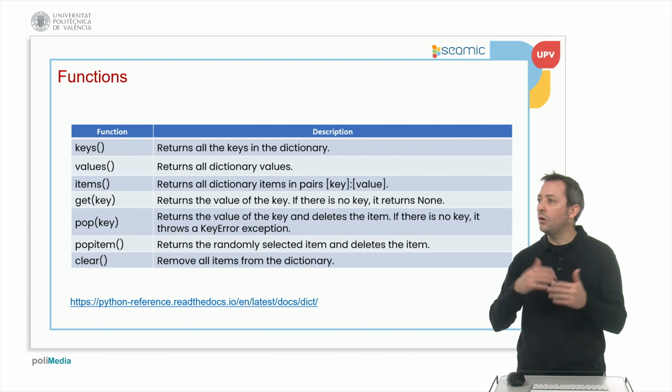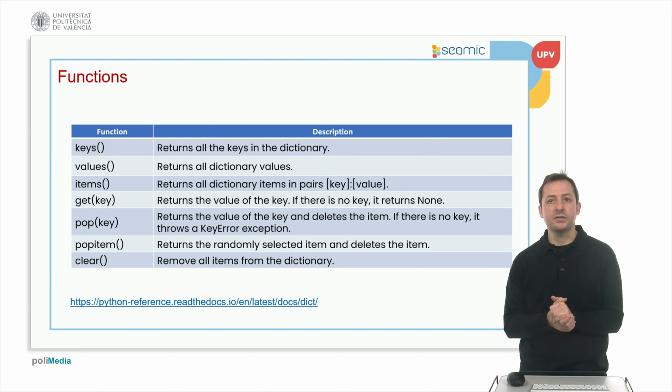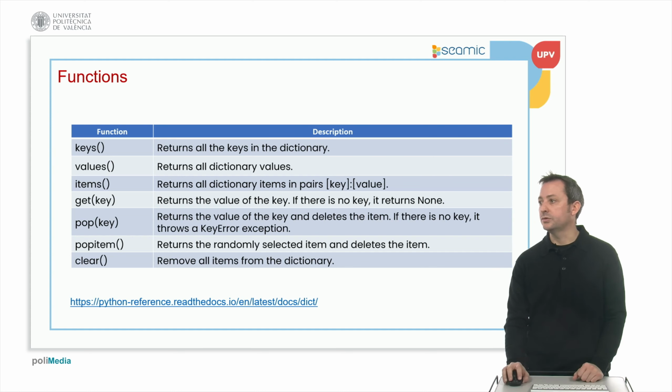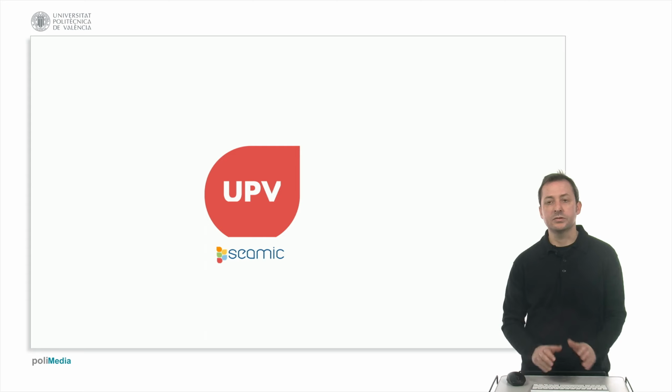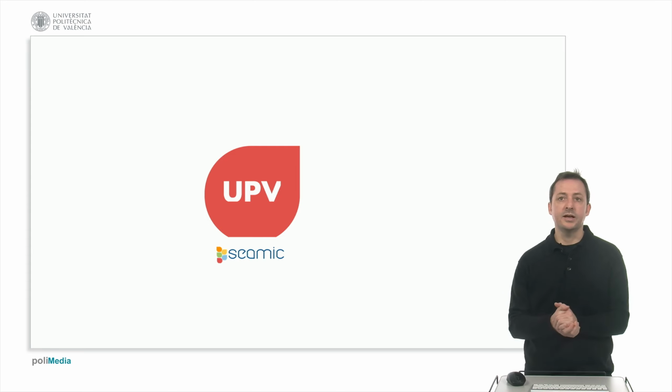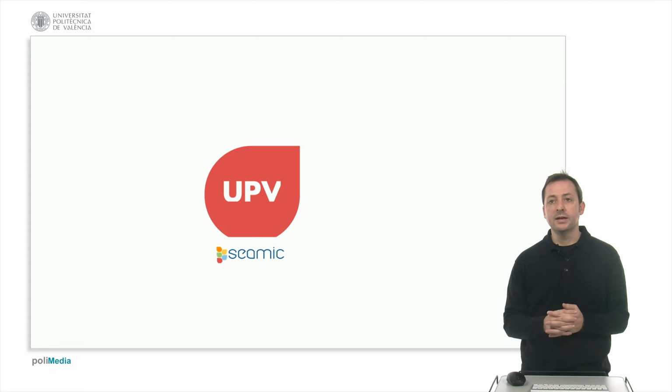And here you have other functions and methods that can be used with dictionaries, and of course I encourage you to take a look at this link in order to see examples of these functions and methods. This data structure is very popular when programming with Python and can be combined with other structures.